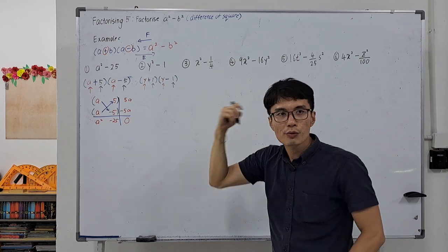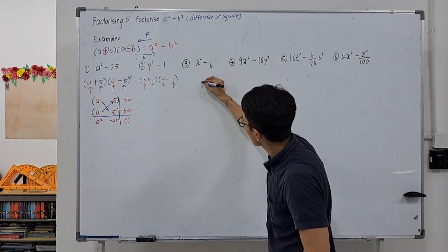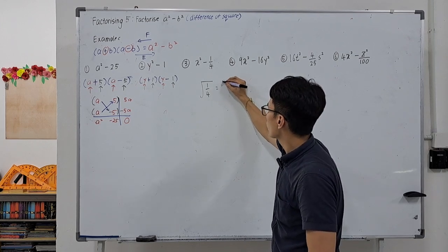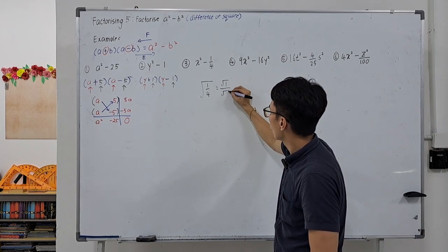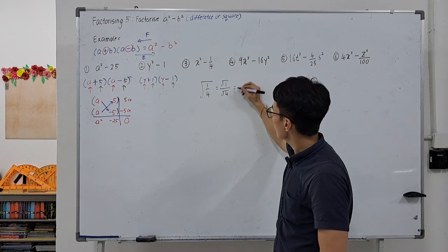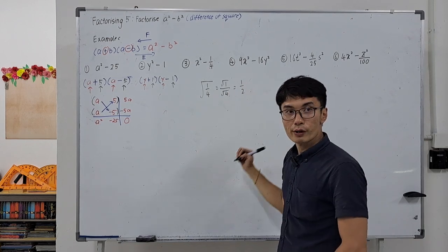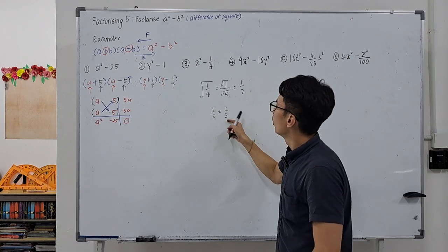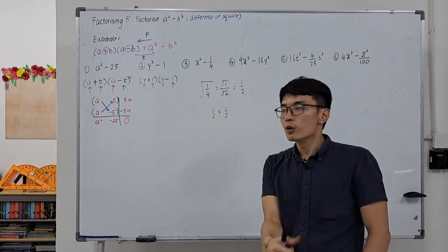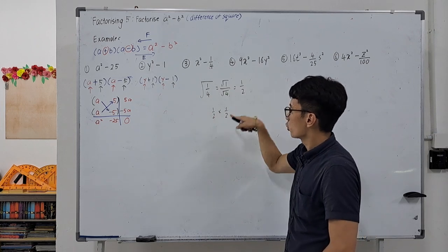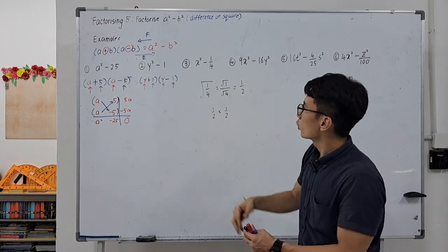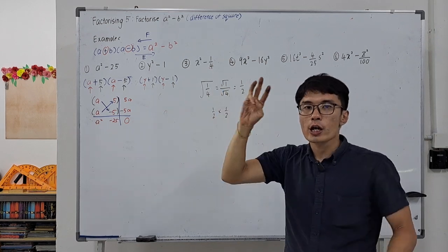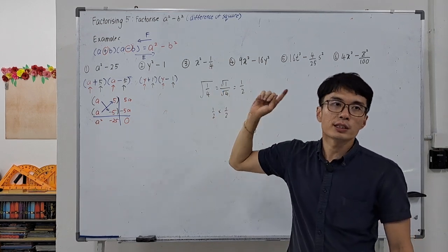If you can't remember, you can always try square root of 1 over 4. Basically it means square root of 1 over square root of 4, which will give me 1 over 2. Correct or not? We can also check 1 over 2 times 1 over 2. Will I get 1 over 4? Yes, I will. So square root of 1 over 4 is actually 1 over 2, right? So which means these two terms can be square rooted. I know it has cleared checklist number 3, and I know this is a difference of square.